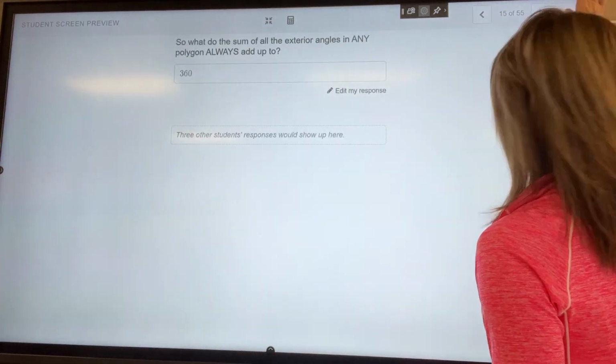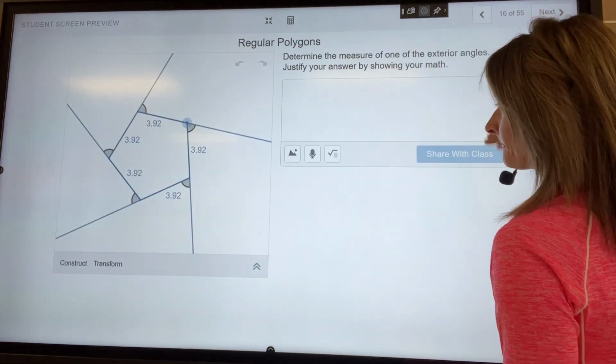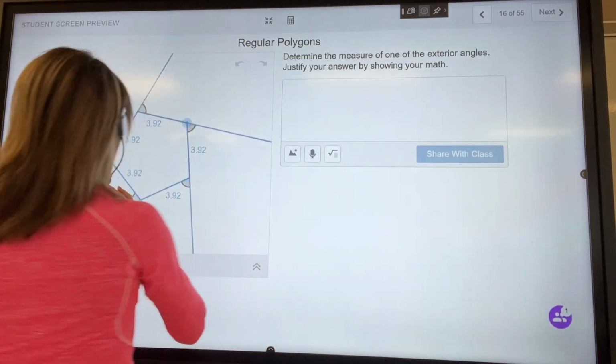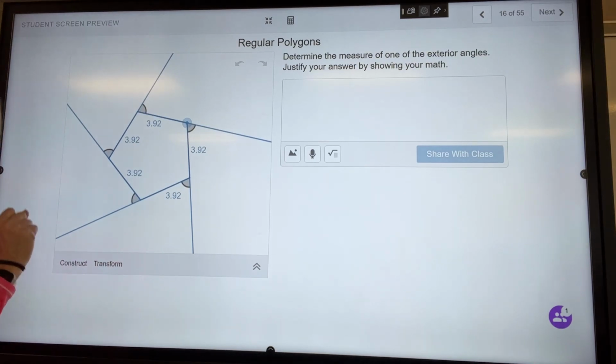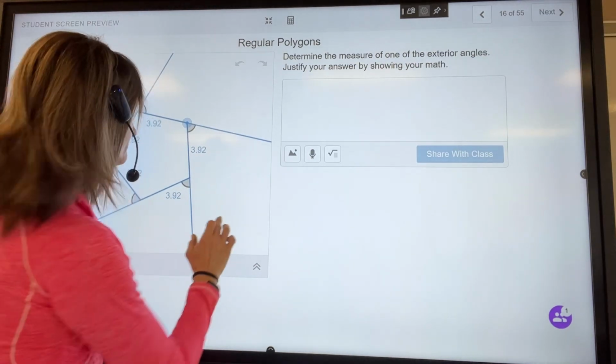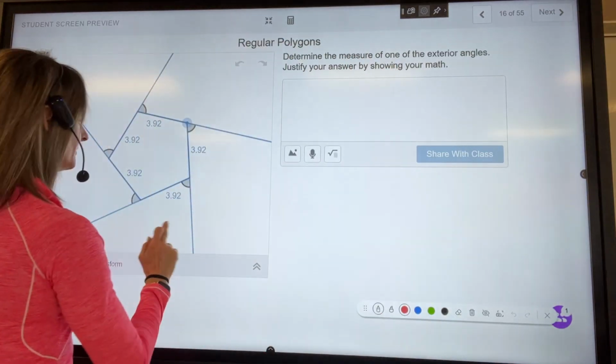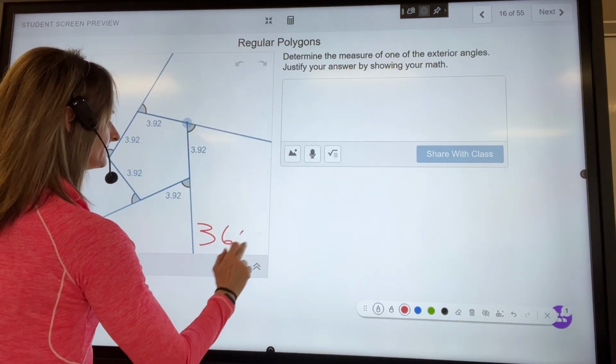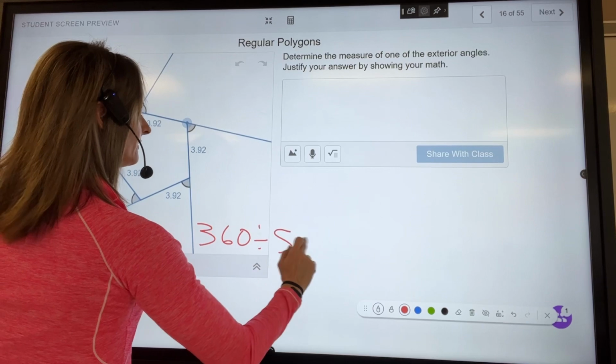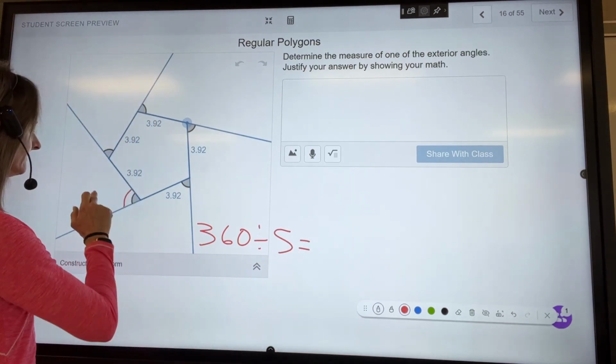And then of course, if you have a regular polygon, the sum is 360. If you need to figure out the measure of one of them, you can just take 360 and divide by 5, how many ever there are. So in this case, 360 divided by 5 will give you the measure of each one of these, and I think this is 72.